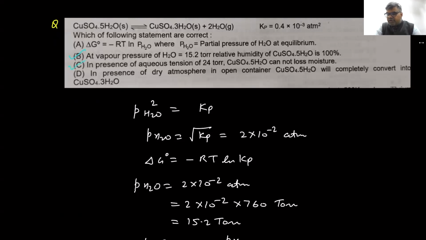Next part is given: in the presence of dry atmosphere in the open container, copper sulfate dot 5H2O will completely convert into copper sulfate dot 3H2O. So that is true. In presence of dry atmosphere, moisture is not there. So this water will be completely lost to the environment. The environment will keep on absorbing the moisture. So this equilibrium will slowly shift in the forward direction. And after a certain time, this copper sulfate dot 5H2O will be completely converted into copper sulfate dot 3H2O. So this is also correct.